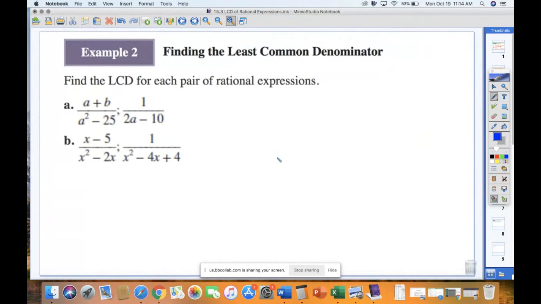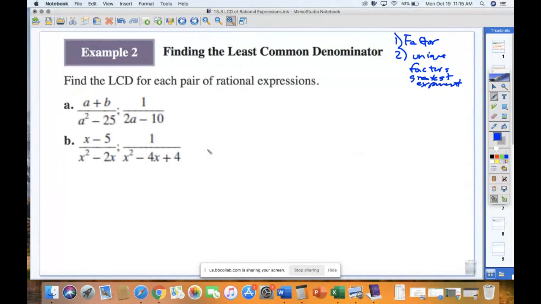All right. Let's look at what happens when we add some complexity. Now we are going to have to factor. So go ahead and write A down. We're going to factor and then take unique factors, greatest exponent.